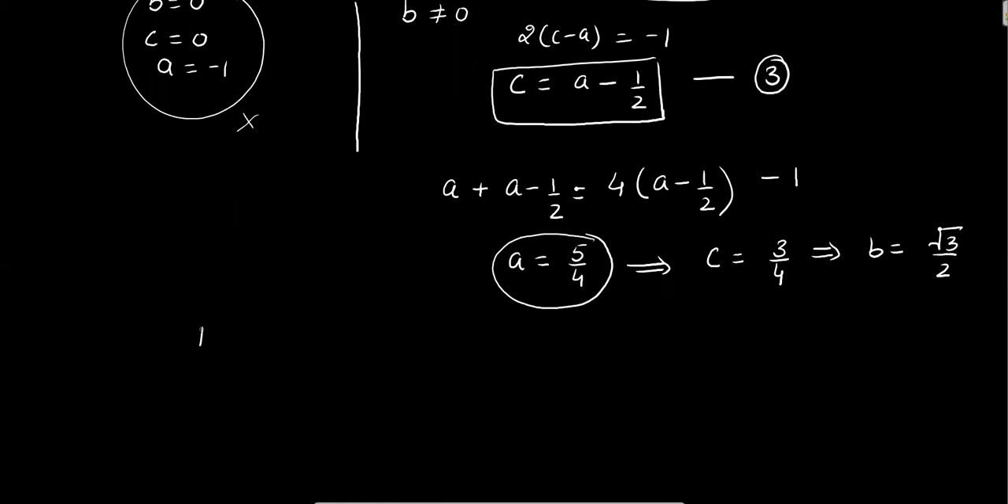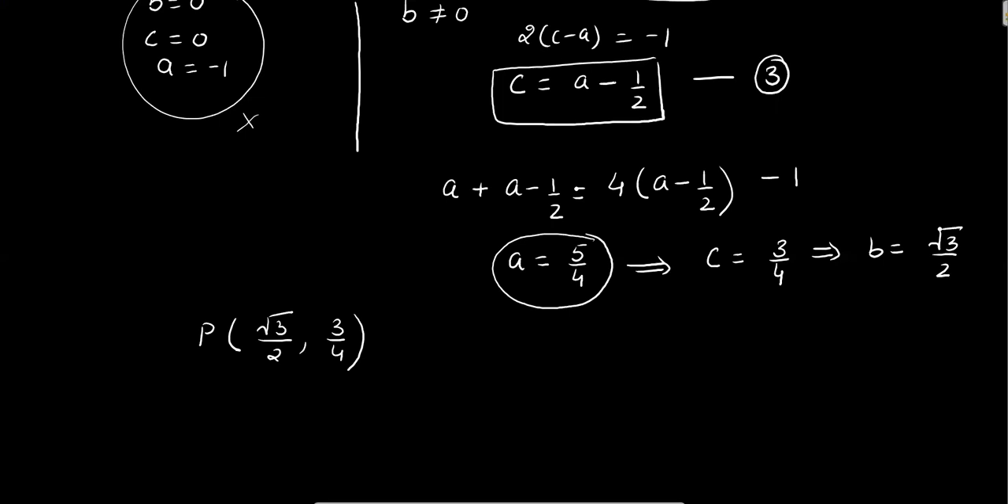Basically, I was doing all this calculation to get the coordinates of P. What are the coordinates of P that we are getting? B, C means √3 by 2, 3 by 4. These are the coordinates of the point P. Fine. Now I have the coordinates of point P. What next?